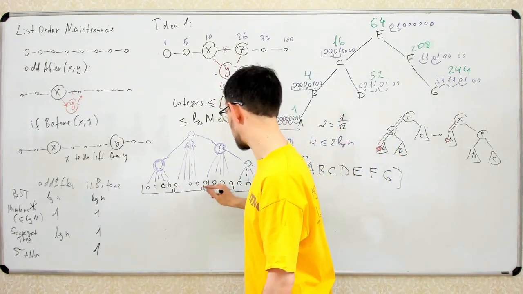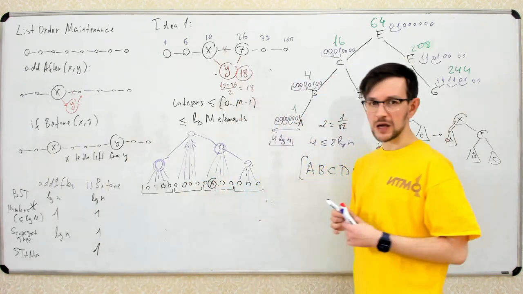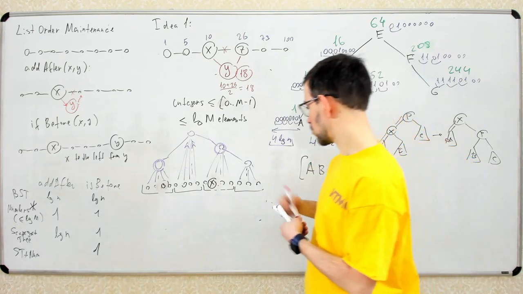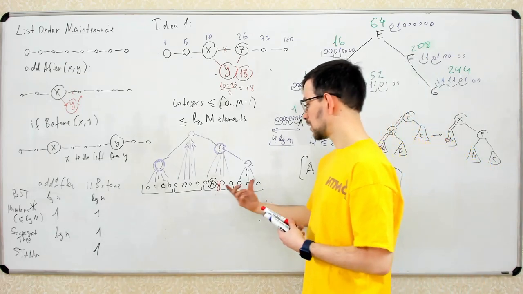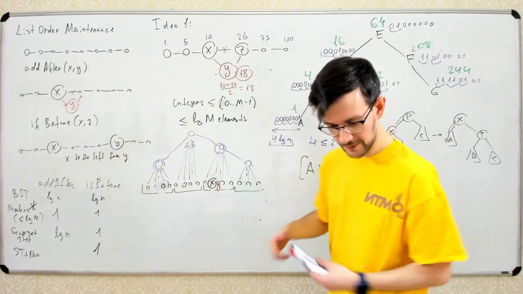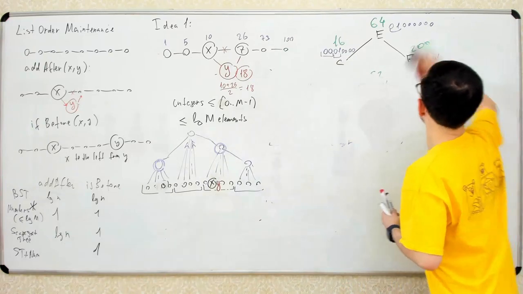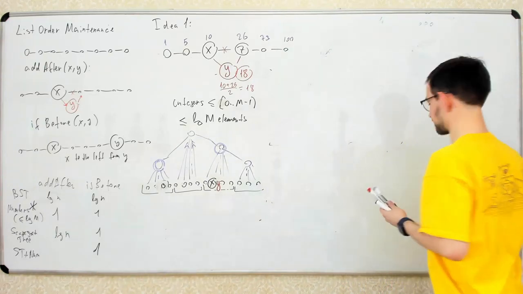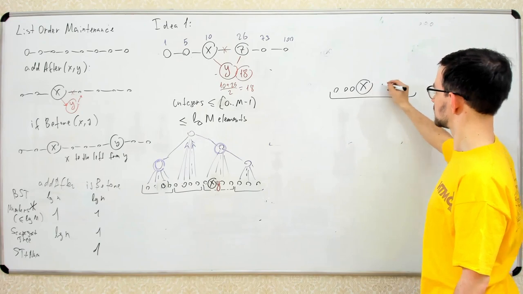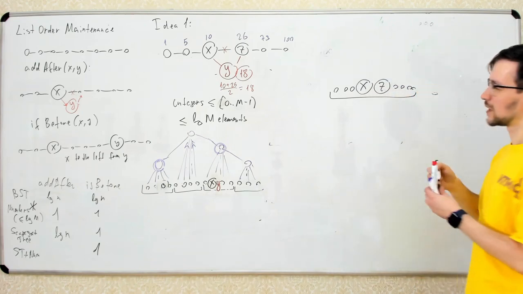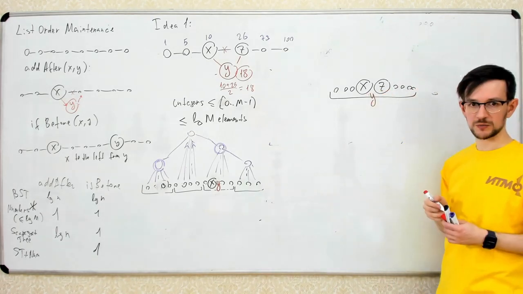So you have some number x here, and you want to add a new number y after this x. So you have some block of elements. Here you have element x. Here you have element z. I want to add a new element after x. So I want a new element y here, between x and z.